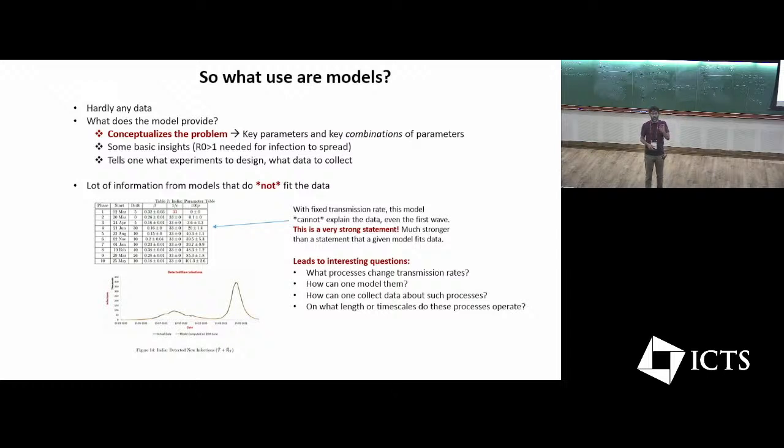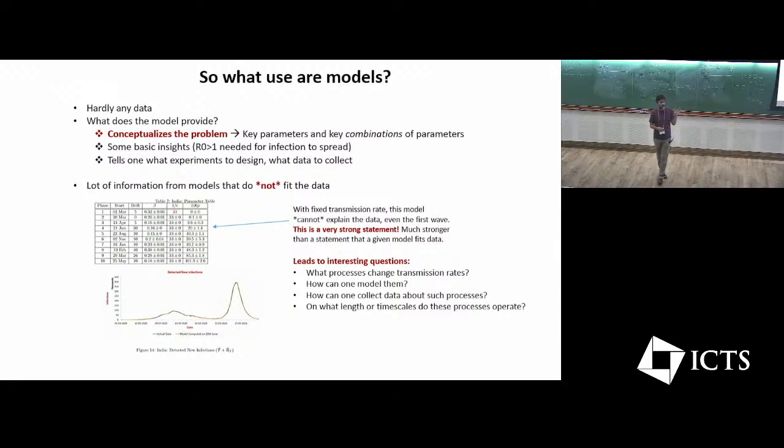Now you can ask, what are the processes that make transmission probabilities change with time? Can you model them? Can you collect data about this? Can you actually track the change of this parameter over time? Is it because of a change in the way the virus is behaving? Is it a change in the way people are behaving? What kind of processes are behind this? On what timescales and length scales do these processes act? Suddenly there's a whole new set of questions you can ask. So sometimes the point of a model is not necessarily to predict something, but to raise the sensible questions to ask after this. And that's something I like.